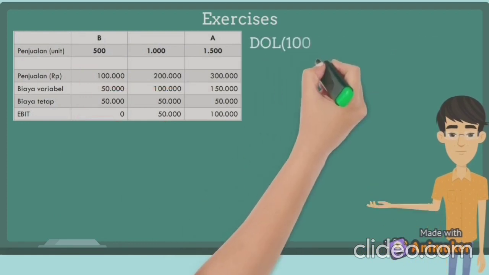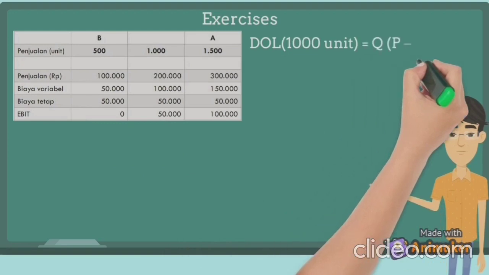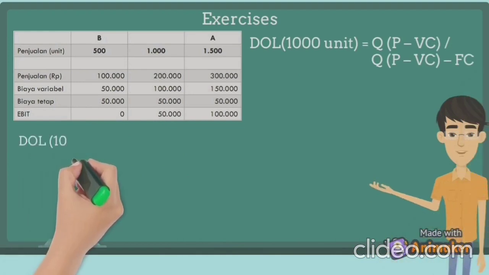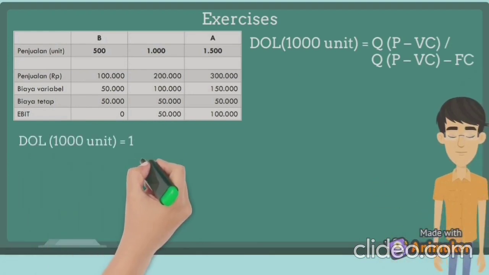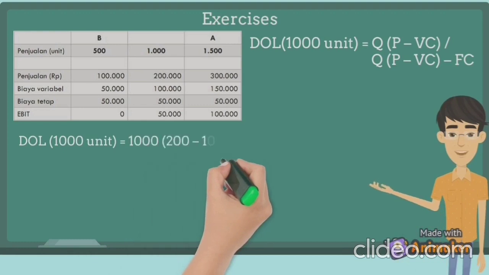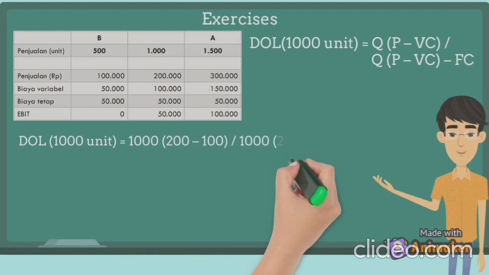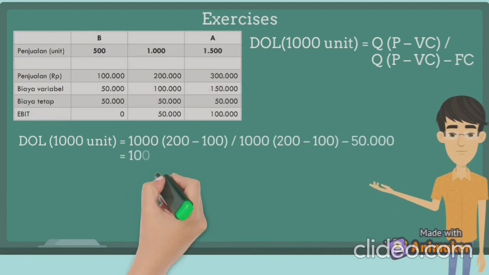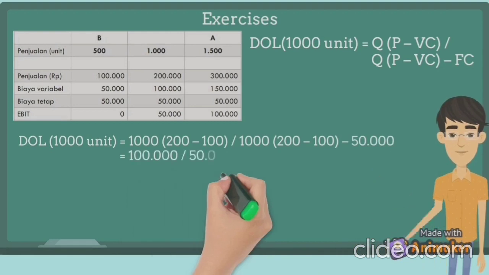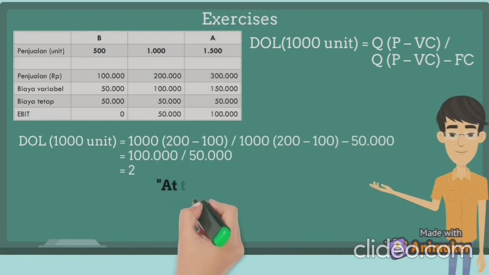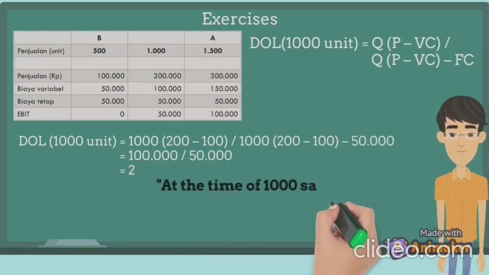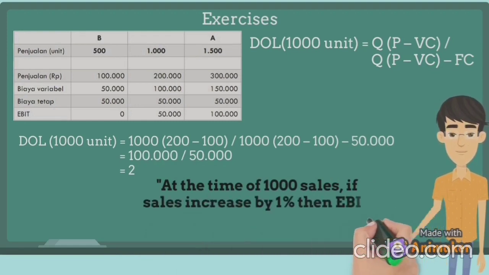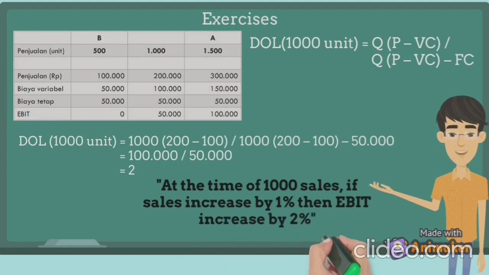To measure it, we use DOL per 1000 units, which is equal to Q times (P minus variable cost) divided by Q times (P minus variable cost) minus fixed cost. And then you have 1000 times (200 minus 100) divided by 1000 times (200 minus 100) minus 50,000, equal to 100,000 divided by 50,000, which equals 2. So we know that at 1,000 sales, if sales increase by 1%, then the EBIT will increase by 2%.